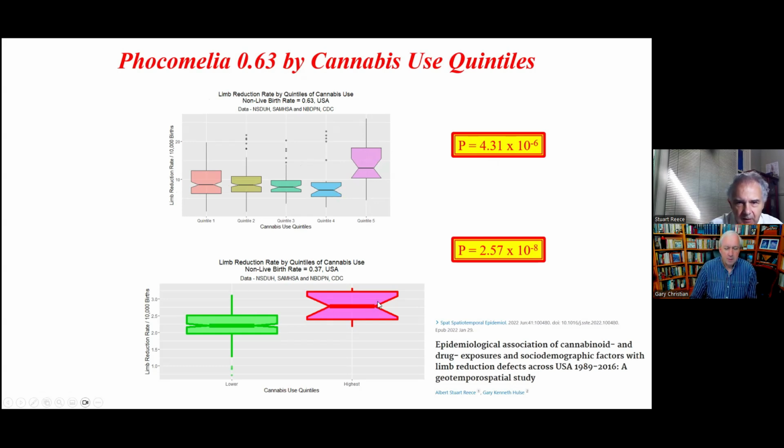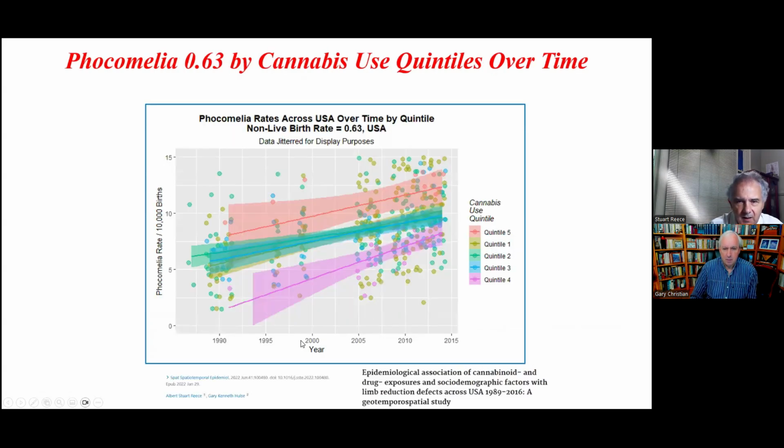Okay. And when you compare the highest quintile, the 5th quintile, with the others, it's even more significant, 2 by 10 to the minus 8. So these are highly significant results. And this is the same sort of thing over time. There's quintile 5 at the top, and the other quintiles are less. So you get the same result over time.